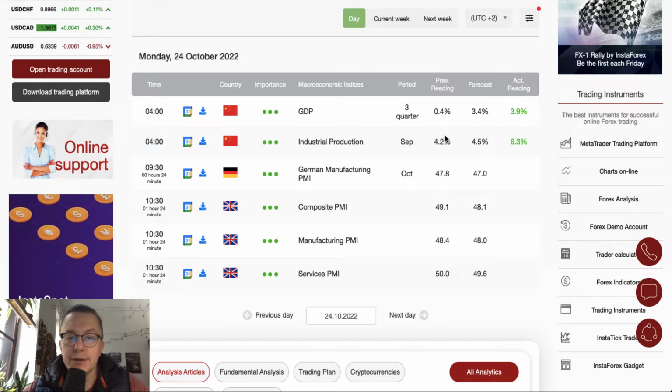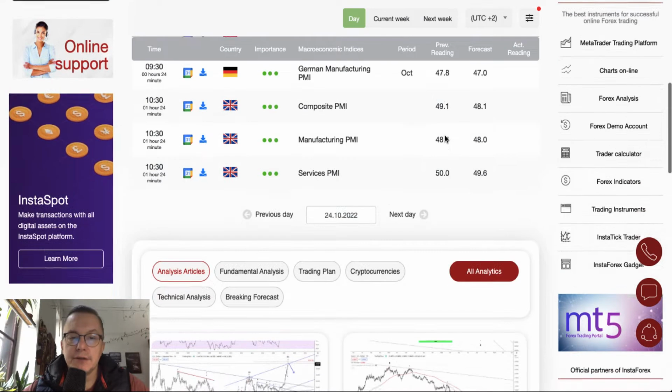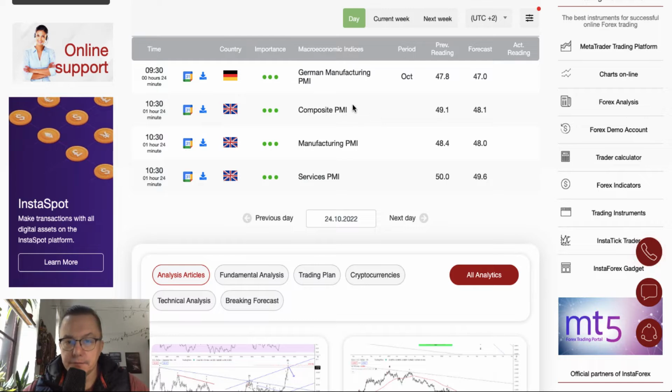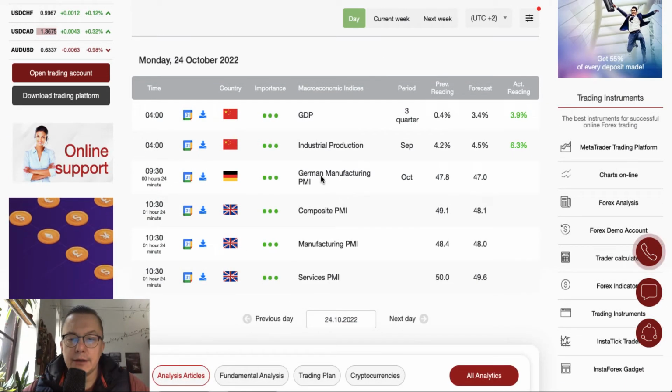So we will definitely take a look at the currencies that are dependent on the Chinese economy, which are New Zealand dollar and Australian dollar. During the London session, we got data from Germany and the UK. From Germany, we got manufacturing PMI scheduled for release at 9:30, and from the UK, we have the composite manufacturing and services PMIs scheduled for release at 10:30. Those data are the most important data for today, so we will definitely take a look at the euro dollar and British pound as well.